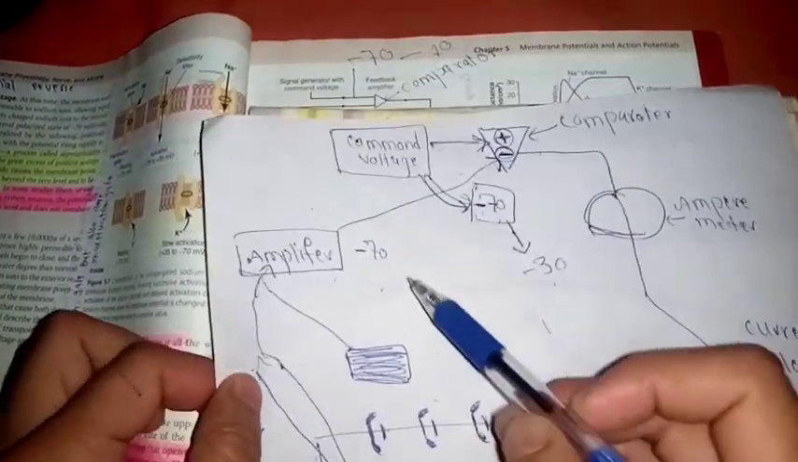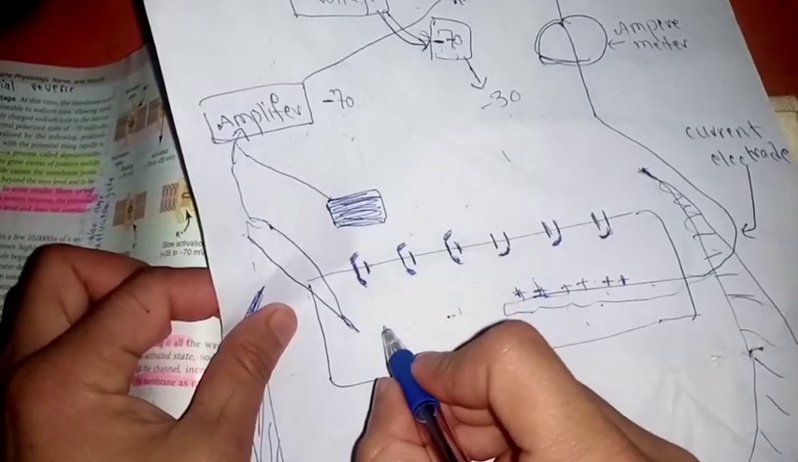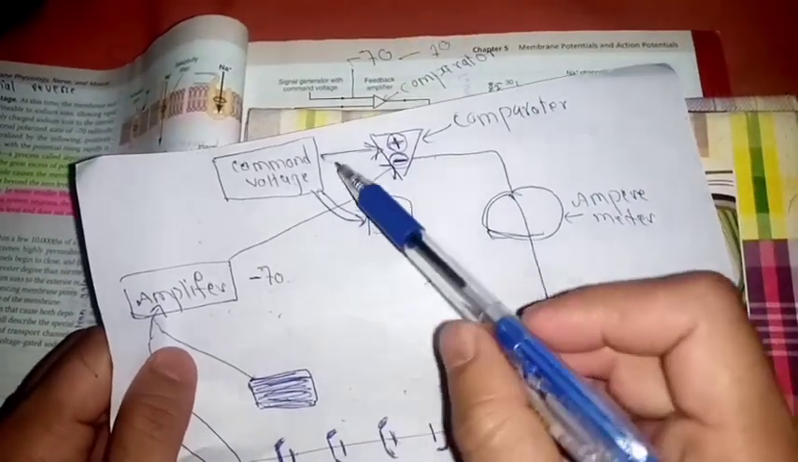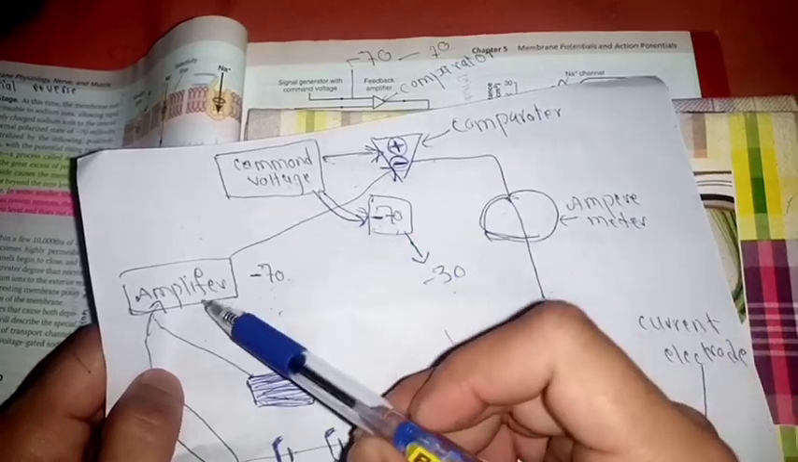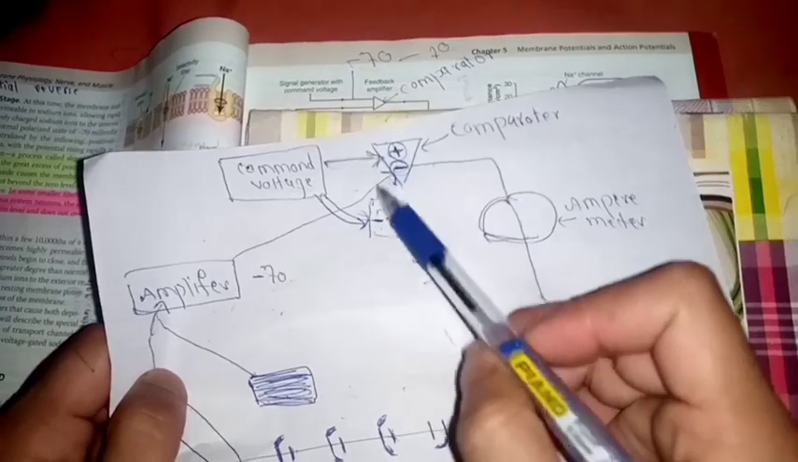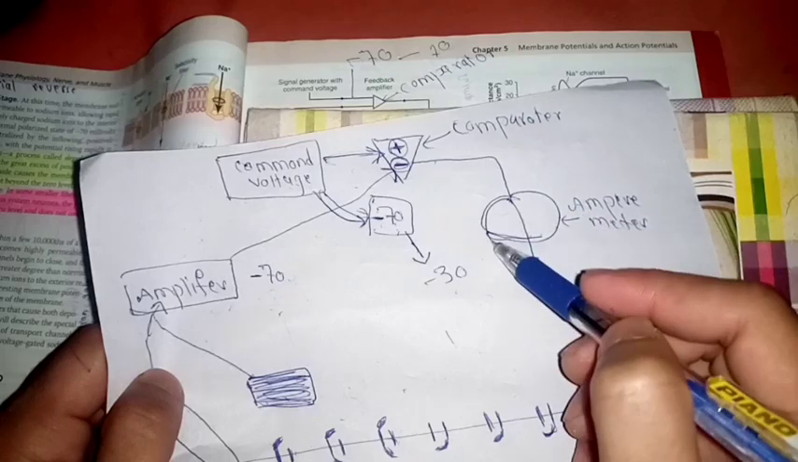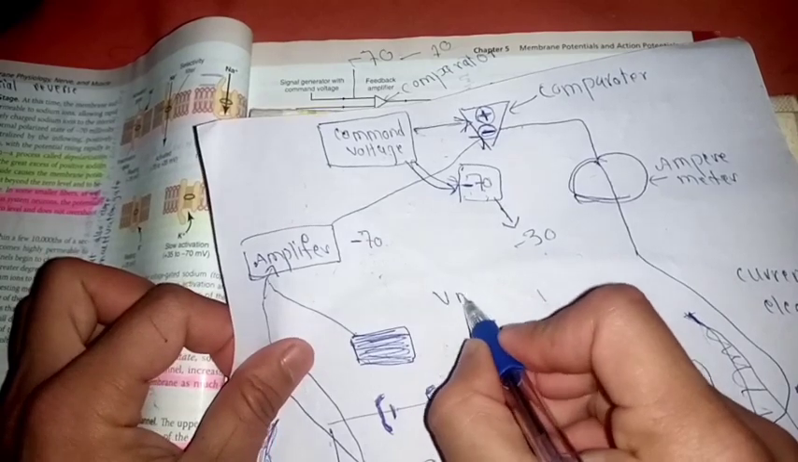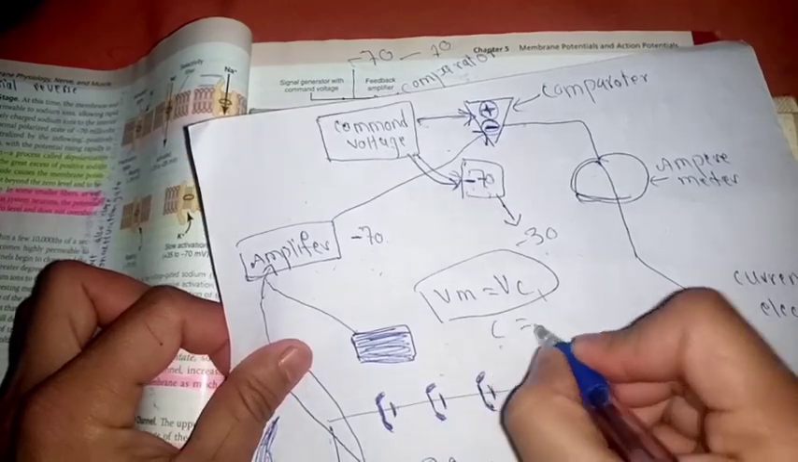Now, if the amplifier is showing minus 70 millivolt, it means that inside the axon the voltage is minus 70 millivolt. And now if we set the command voltage to minus 70 millivolt and the amplifier voltage is also minus 70, the comparator will compare these two voltages and it will produce no current and no signal. So no deflection will be shown by the ampere meter and no current will be injected into the axon. So when the membrane potential is equal to the command potential, no current will be generated. The current will be zero.